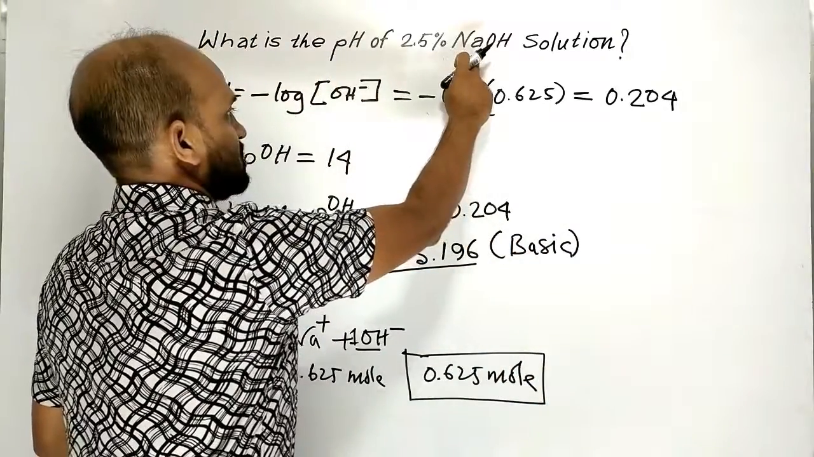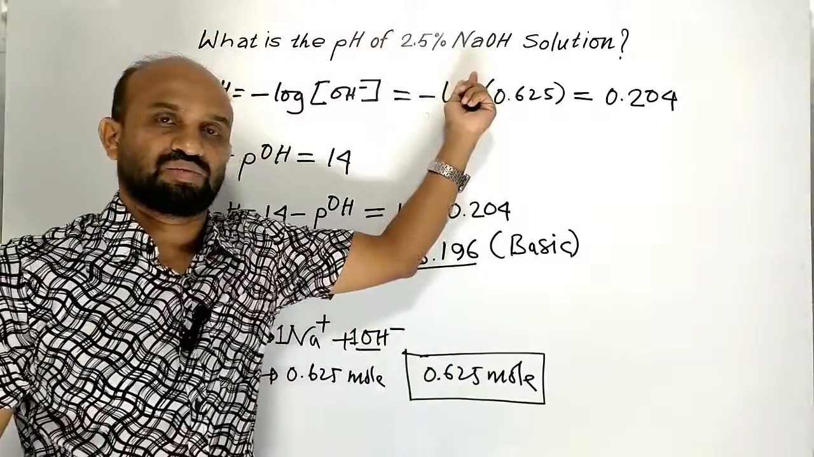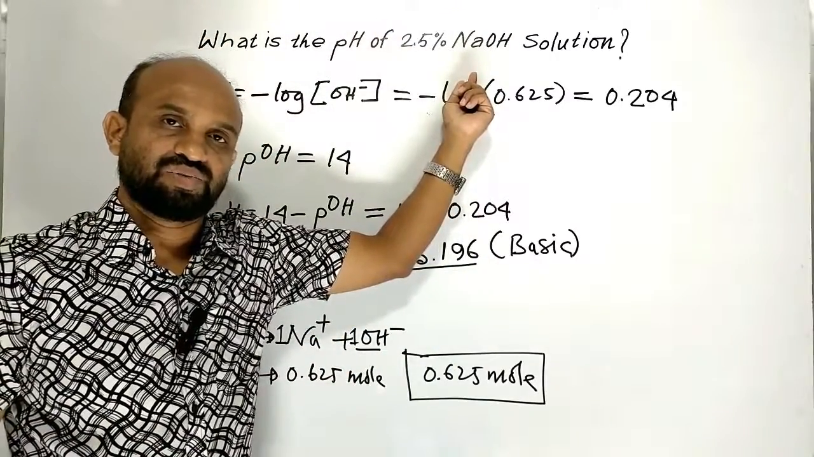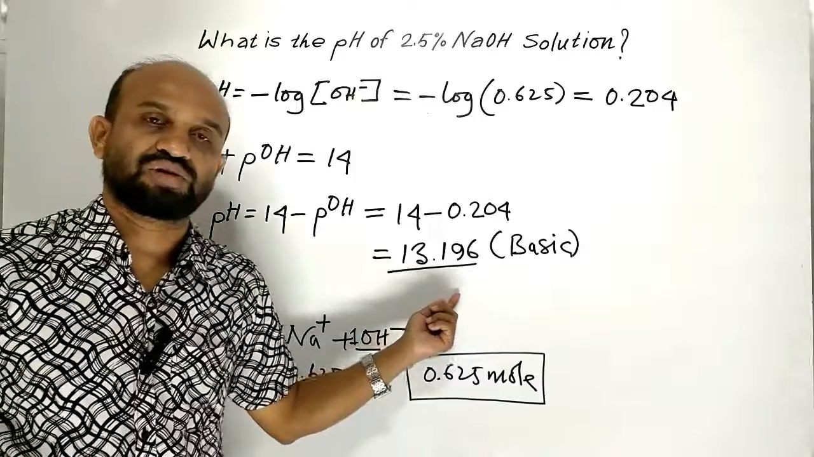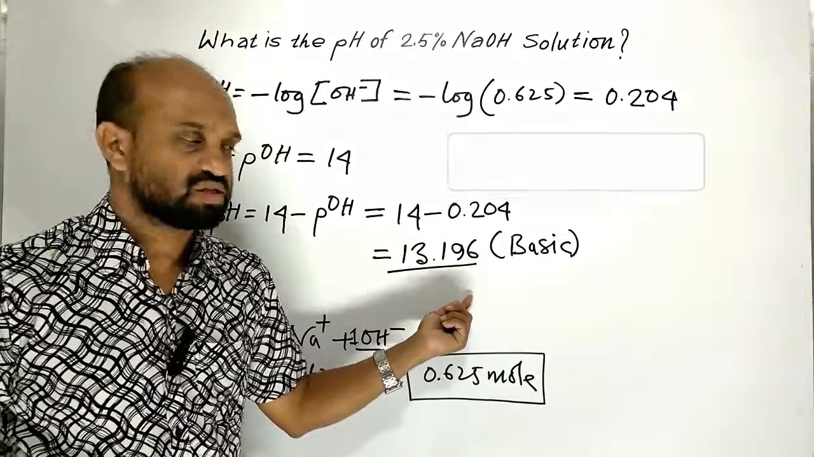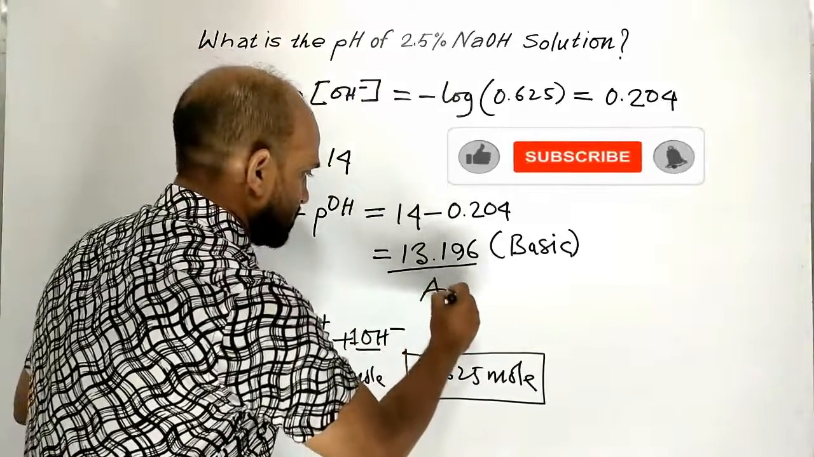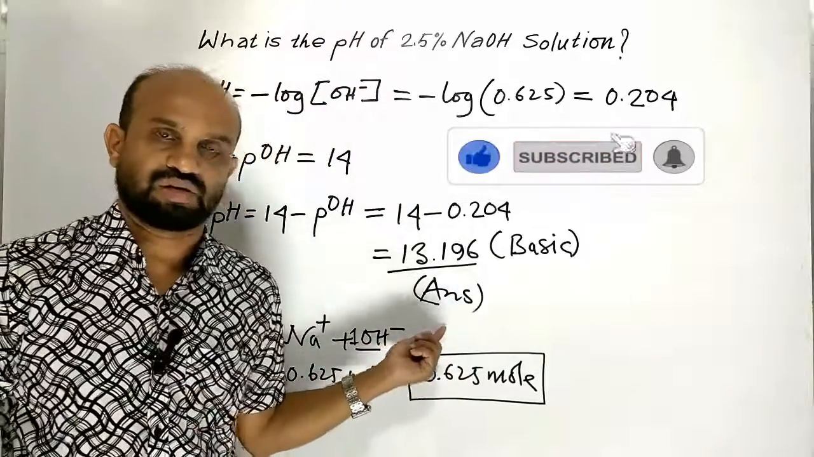Here this is the solution of base sodium hydroxide and its pH is 13.196, which is the answer of this mathematical problem.